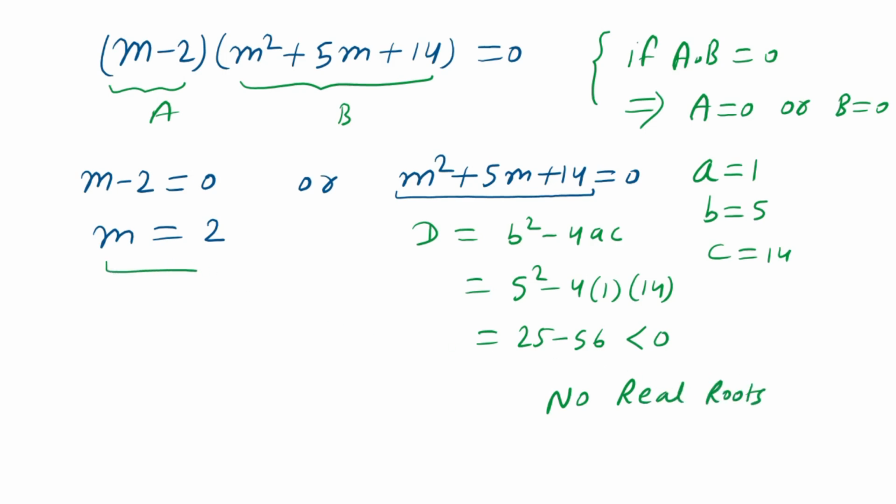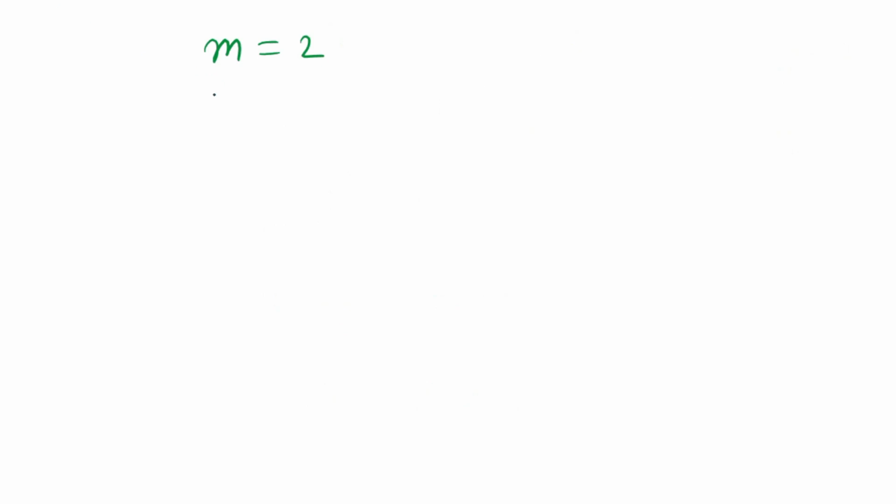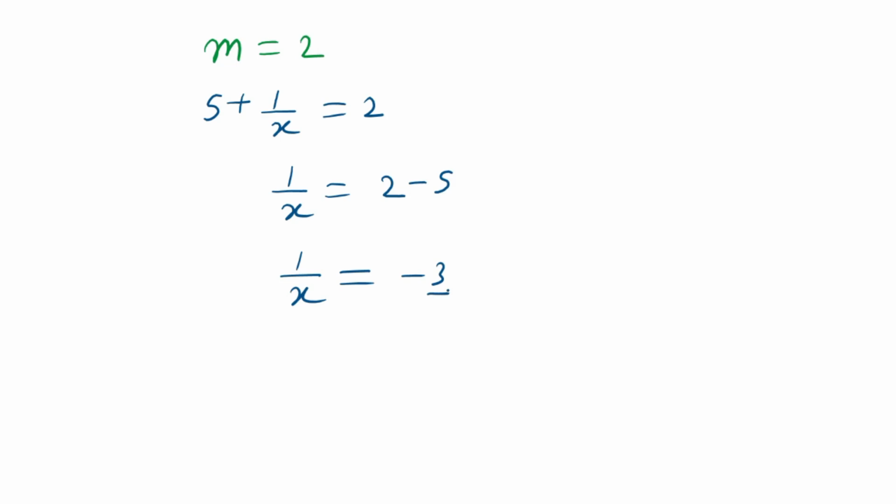Here the value of m is 2, and we know that m is 5 + 1/x. So 5 + 1/x = 2. Now 1/x = 2 − 5, so 1/x = −3. If we take the reciprocal of both sides, the value of x is −1/3. This is our final answer.